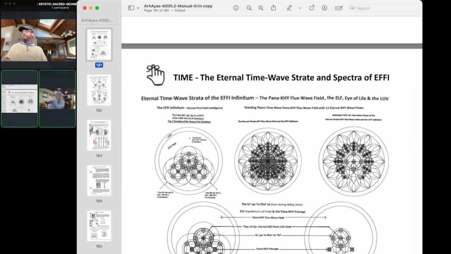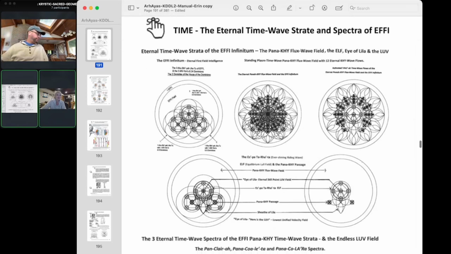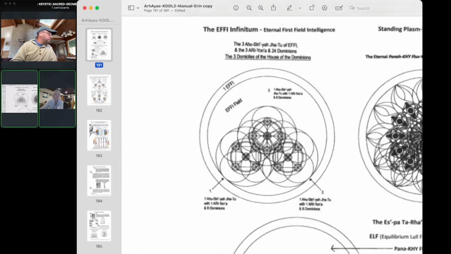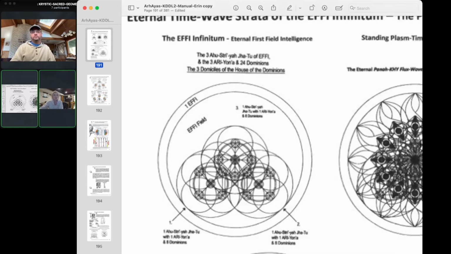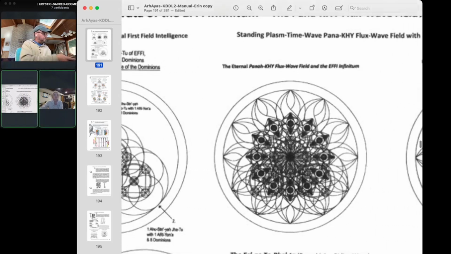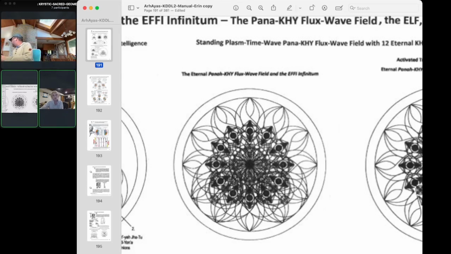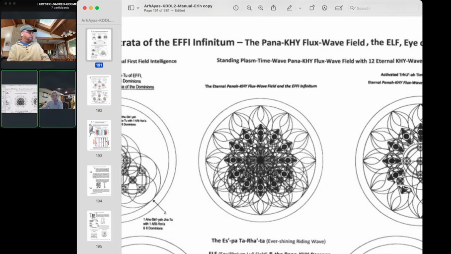Okay, so this little drawing here, this graph, we have Effie, right? This is what we were just looking at on the other page. The Effie infinitum. Effie is just an acronym. It's not the name of source. One of the things it stands for is Eternal First Field Intelligence. And so we see what's called the Panic-Chi flux wave field, which always reminds me of Back to the Future with the flux capacitor, which kind of looks like this. But anyway, the Panic-Chi flux wave field and the Effie infinitum.